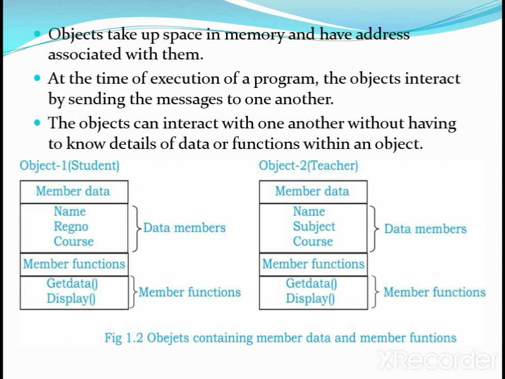In object 1, student, data members are name, register number, codes. Member functions are get data and display. Similarly in object 2, that is teacher, data members are name, subject, codes. Member functions are get data and display.